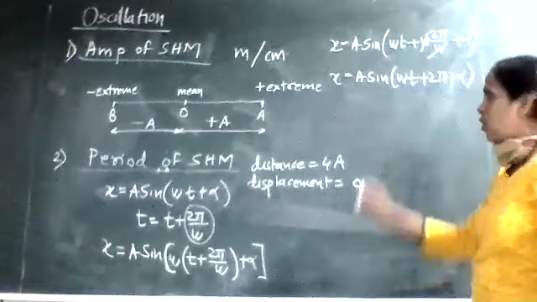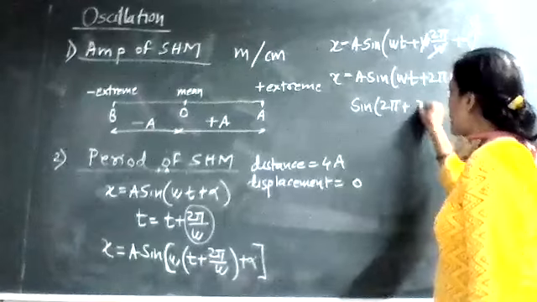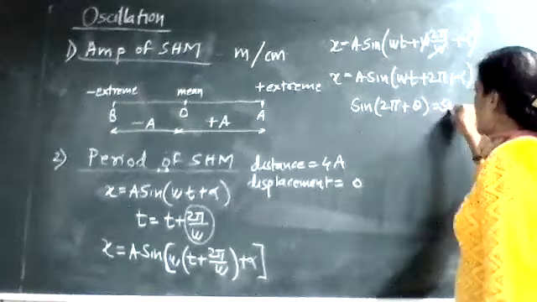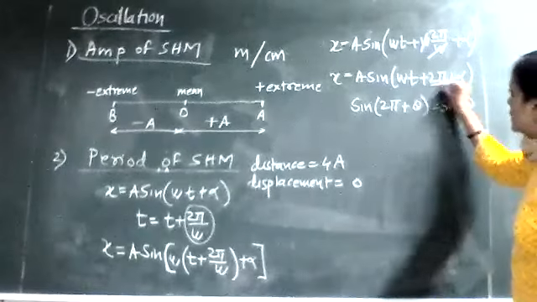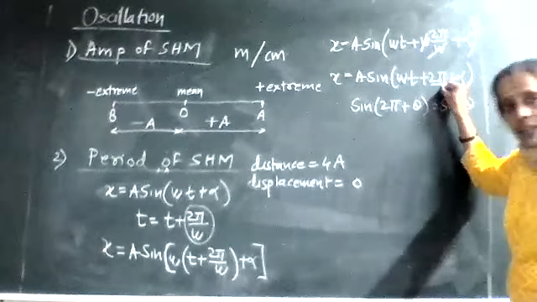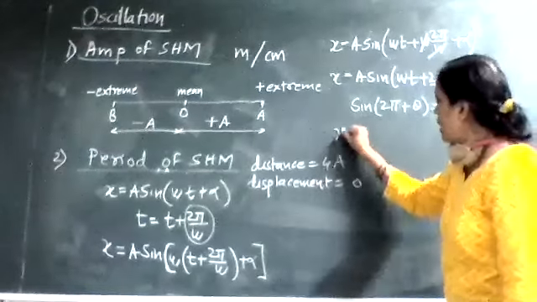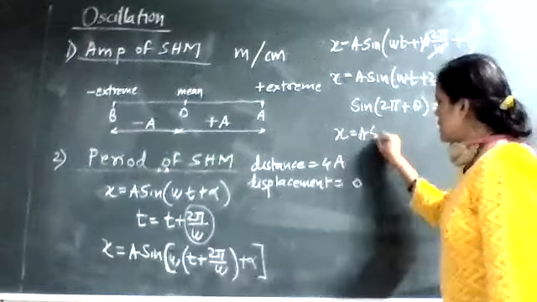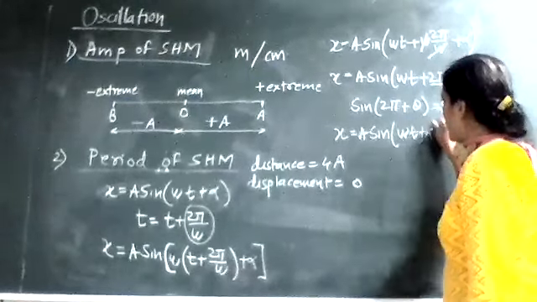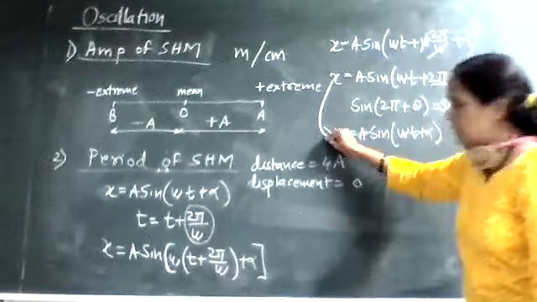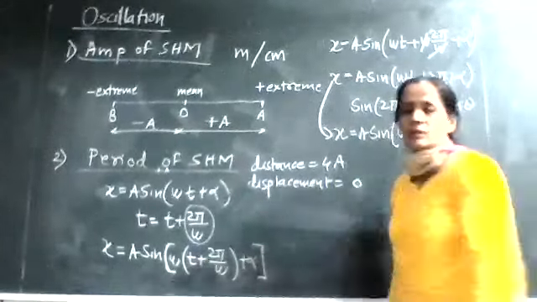And you have a trigonometry identity: sin of (2 pi plus theta) can be written as sin theta. Here you have 2 pi, and theta is what? Omega t plus alpha. So what do I write? x is equal to a sin(omega t + alpha). This equation I can write in this manner. It means I am getting the first equation only.